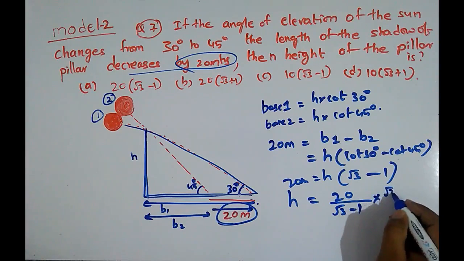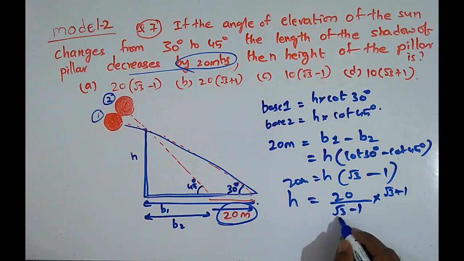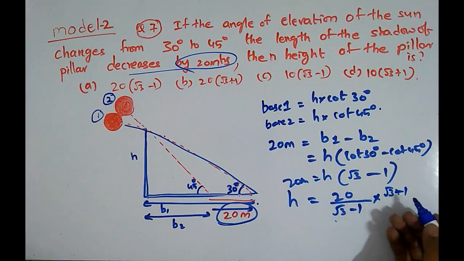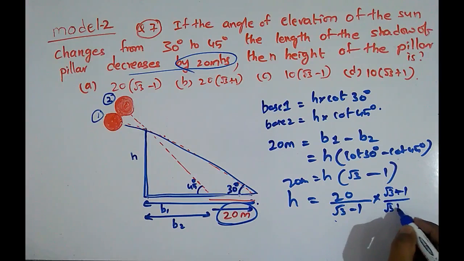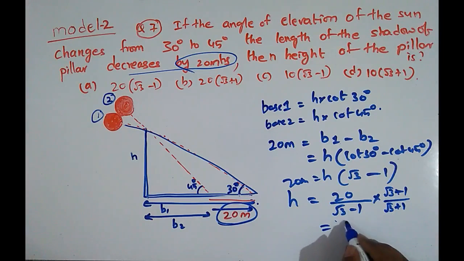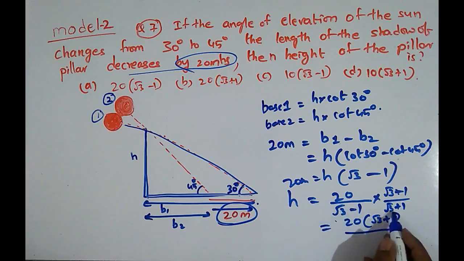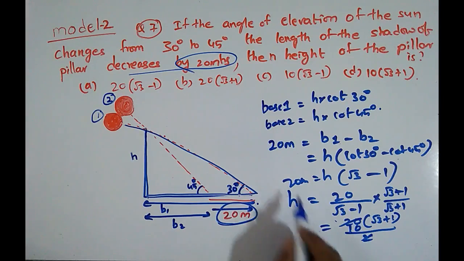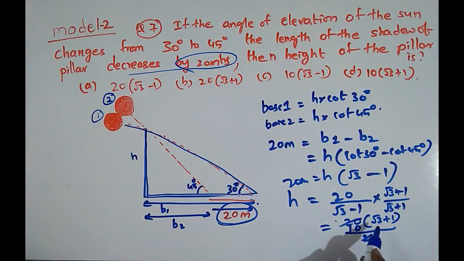Rationalizing this, how we will rationalize? For root 3 minus 1, we will take root 3 plus 1 and multiply and divide, friends. We will get 20 into root 3 plus 1 by 3 minus 1, that is 2. We will get 10 into root 3 plus 1. So the answer is 10 into root 3 plus 1, friends. D is the right option.